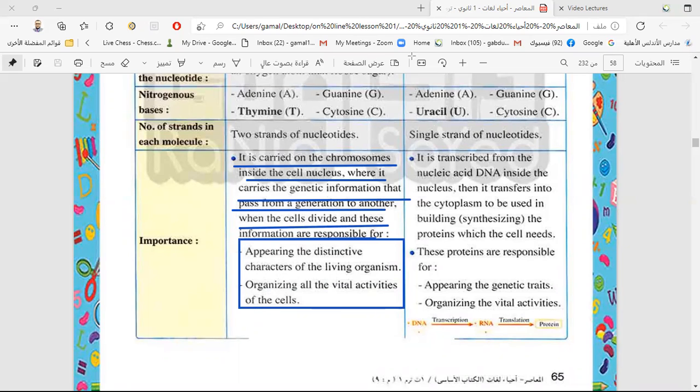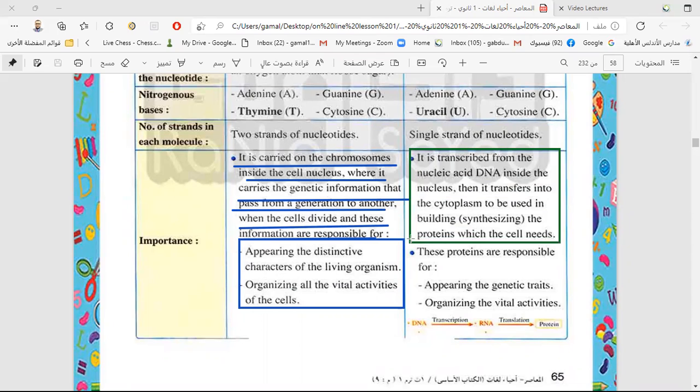But the function of RNA is different. It is transferred from DNA. You can say that RNA is a copy of DNA. It is only a copy of DNA. Part of DNA is copied and you make RNA. It is transcribed from nucleic acid DNA inside the nucleus.